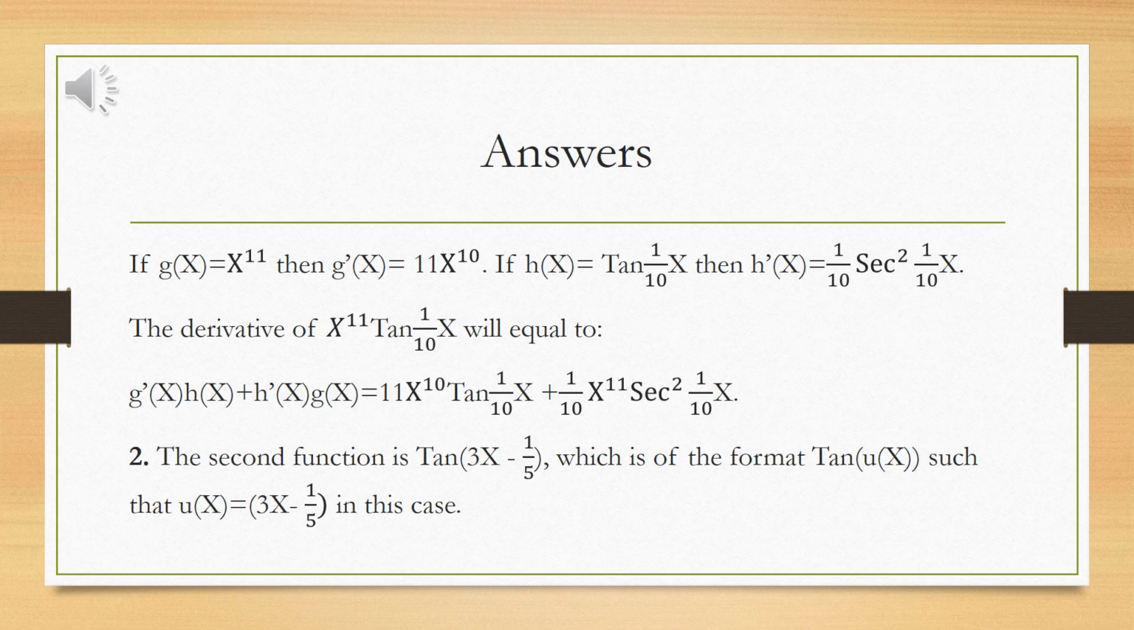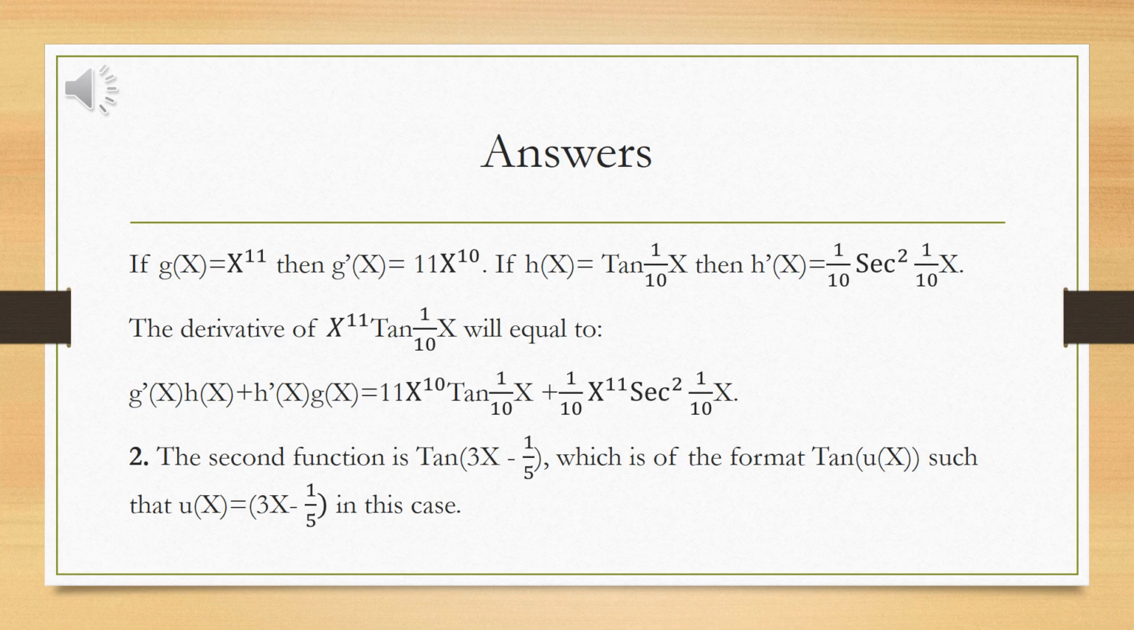The derivative of x^11 tan(1/10 x) will then equal g'(x) times h(x) plus h'(x) times g(x), which is 11x^10 tan(1/10 x) + 1/10 x^11 sec^2(1/10 x).